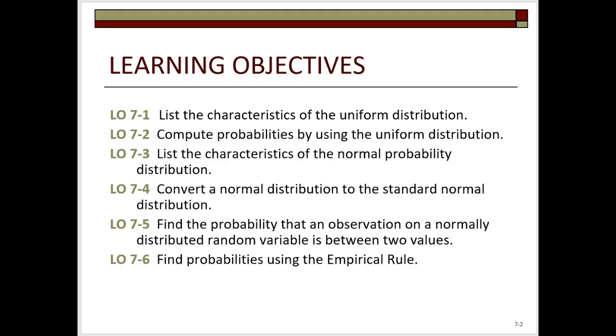Our learning objectives for this chapter include understanding the difference between discrete and continuous distributions, learning how to compute the mean and the standard deviation for a uniform distribution and a normal distribution, and how to compute probabilities using these two distributions. We will also learn the characteristics of the normal probability distribution and calculate z-values.